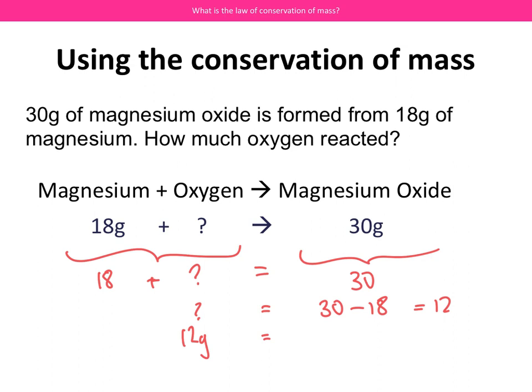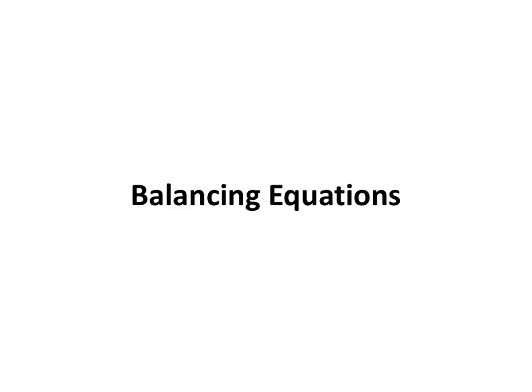So if you ever have a test question in which they give you some masses and then they ask you for the mass of something that they haven't given you, and it's referring to a reaction, just remember conservation of mass and think about what are your reactants, what are your products, what are the masses they've given you, which is the one that you're trying to find out. And remember that the total mass of the reactants must equal the total mass of the products.